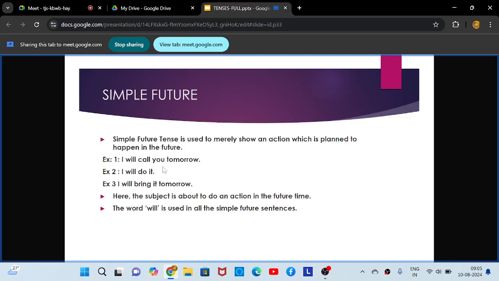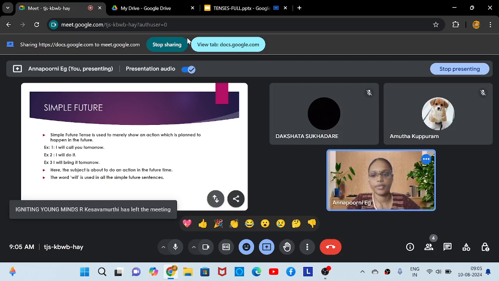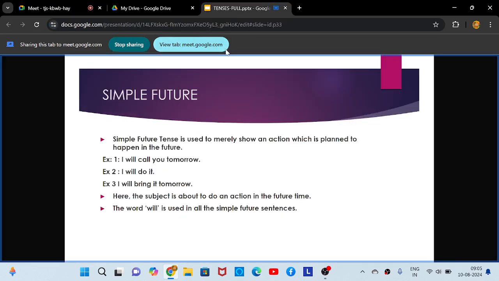Okay, so here you can check the examples. I will call you tomorrow. So here I is the subject plus will plus call is the V1 plus you is the object. Similarly, I will do it. So I is the subject, will plus do is the V1 plus it is the object. Similarly, I will bring it tomorrow. Again, I is the subject plus will plus bring is the V1 plus it is the object. So this is how simple future tense is formed. Here the subject is about to do an action in the future, and the word will is used in all the simple future tenses.